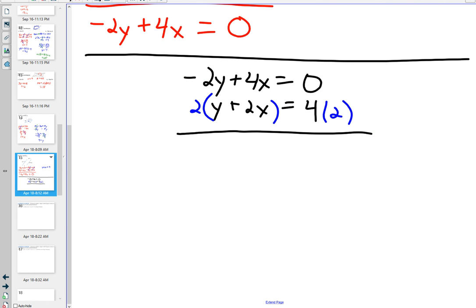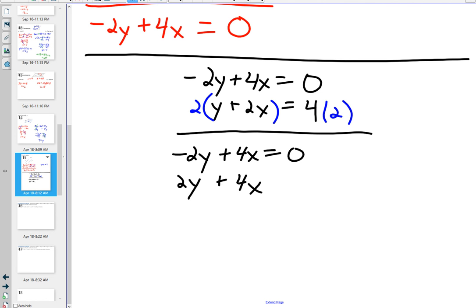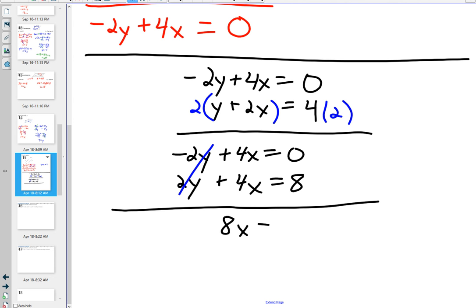The first equation, I'm going to write exactly the same. Negative 2y plus 4x is equal to 0. The second equation, I will write 2y plus 4x is equal to 8. So now the y's cancel out. There's more than one way to teach elimination, but I just did it the most common way. When you have the signs different, that's called elimination by addition. So just add. 4 plus 4 is, so I have 8x is equal to 8.